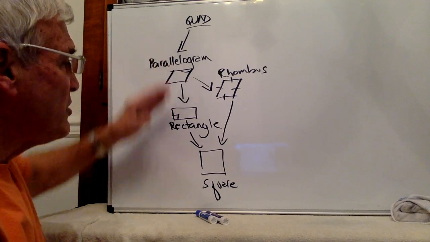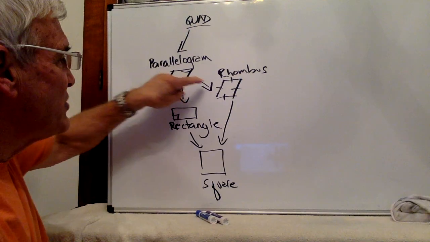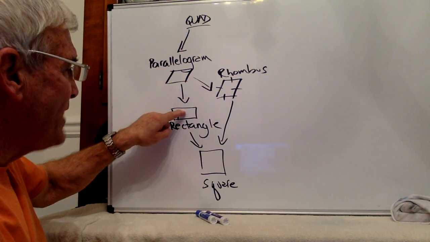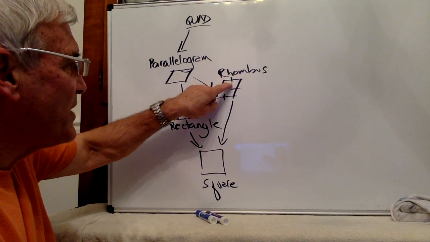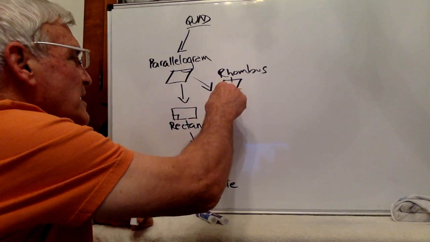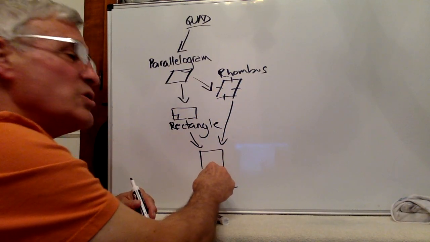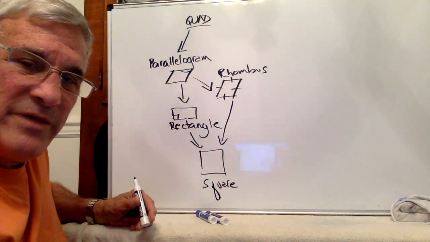So the flow chart, everything flows down. If we prove something about a parallelogram, it's going to be true about a rhombus, a rectangle, and a square. If we prove something about a rectangle, it'll be true for not only rectangles, but squares. If we prove something about a rhombus, every rhombus, it will be true for also squares. Everything flows down. You can only go the direction of the arrows.